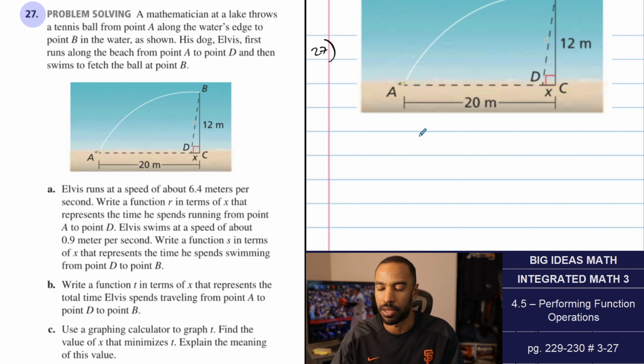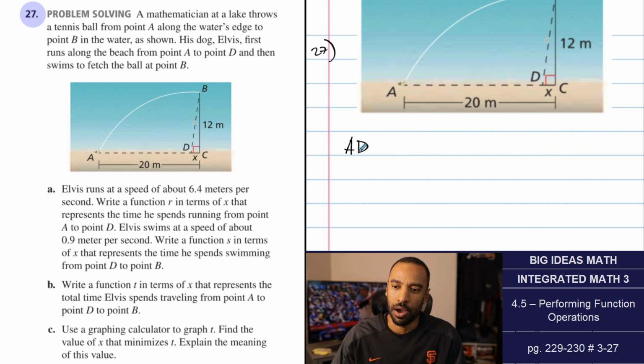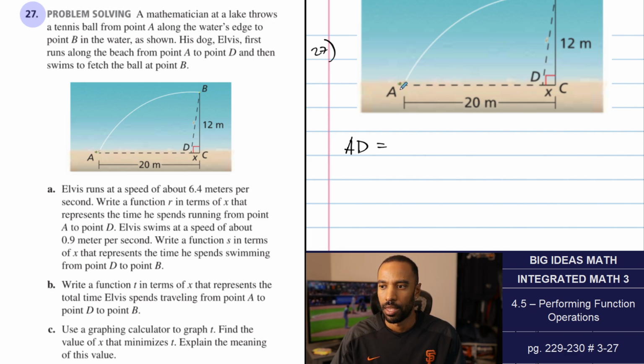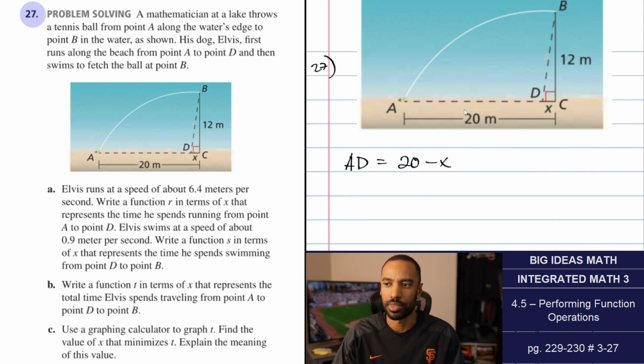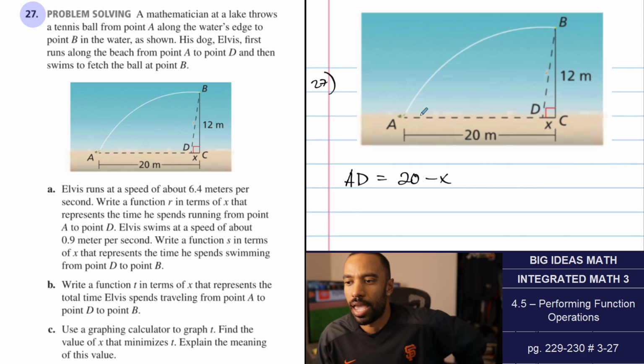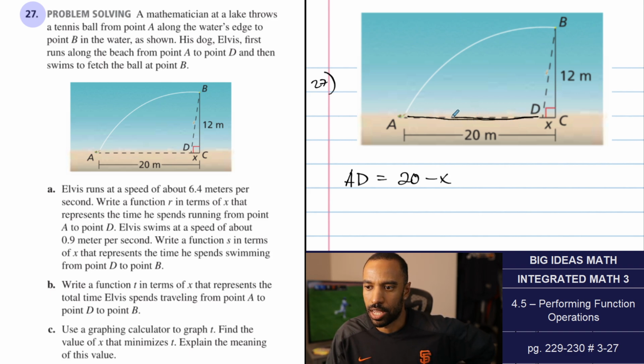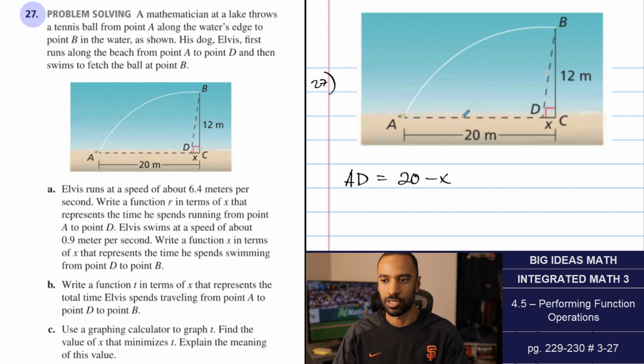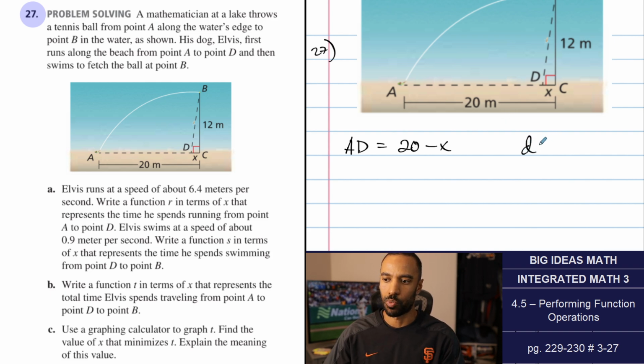I gotta talk out loud. From A to D, I want to make sure that you know A to D is the distance of 20 minus x. I don't know what the x has to do with the problem yet, but A to D is just this distance right here. Take the 20, subtract the x. Okay, that's the distance. Now, also, distance equals rate times time.